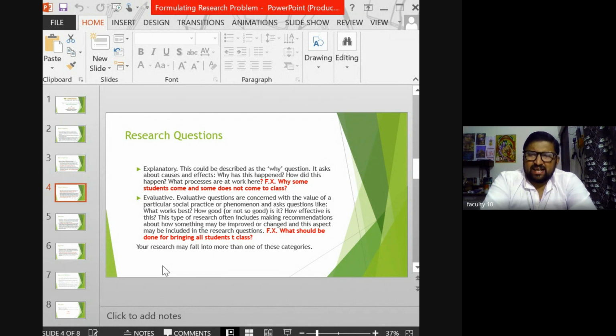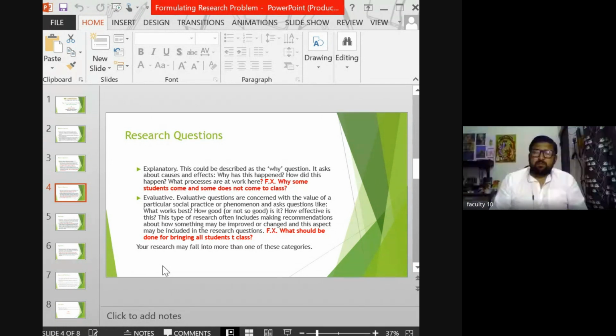Right. So basically, it is the fourth category of research questions, and the intention of these research questions is to discover the values of your respondents, the values of yourself as a researcher, and why this value is important. This value is important in order to give some recommendation at the end of your research, right? So your research may fall into more than one of these categories. Remember, an ideal research question set must have all these four types of research questions, right?